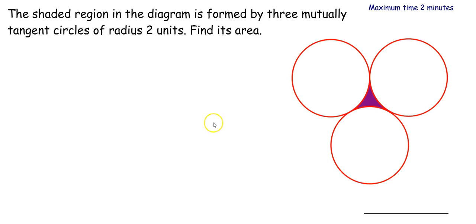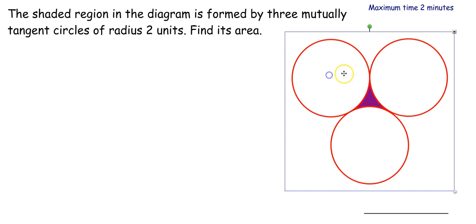In this video, we are going to find the area of this shaded region. The problem is given to us in this way. The shaded region in the diagram is formed by three mutually tangent circles of radius 2 units. Find its area. So, these are the three circles that are mutually tangent.